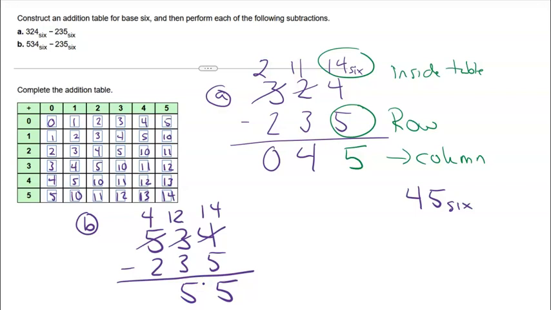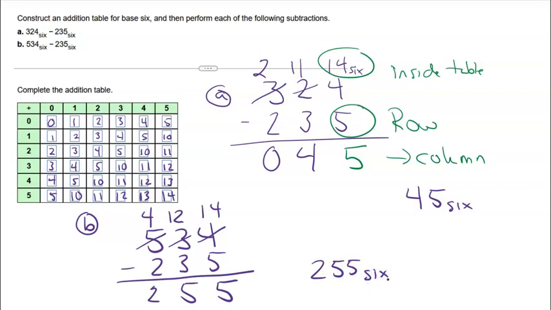Okay. Finally, 4 minus 2, because we're not in it. It's not really 12. I really should read it as 1, 2, just like this is not 14. It's hard to get into that habit. So 4 minus 2 is 2. So the answer is 2, 5, 5, base 6.